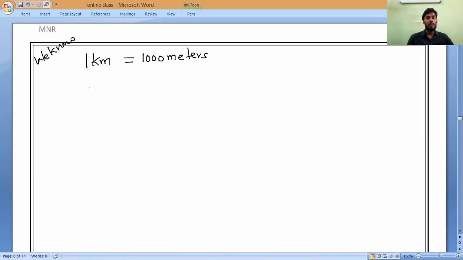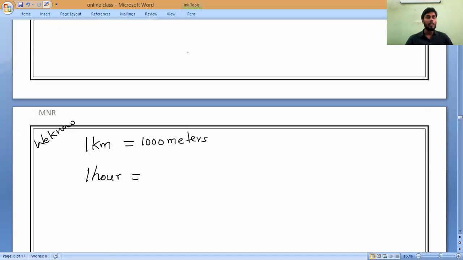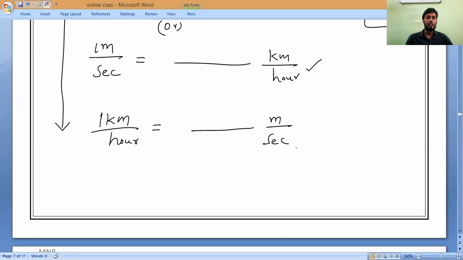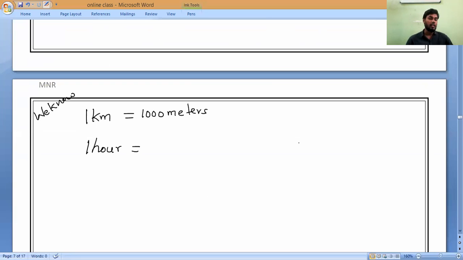And now, 1 hour is equal to, do we want it in minutes or seconds? Seconds we need. Understanding? So we know that 1 hour equals how many minutes? 60 minutes. Understand? Now you know 1 minute is equal to how many seconds? 60 seconds. That's all.